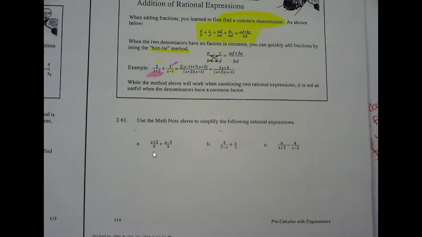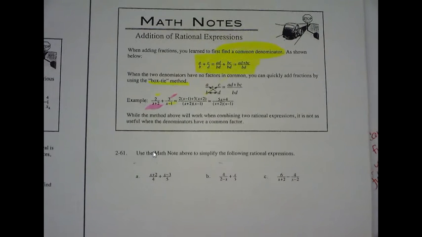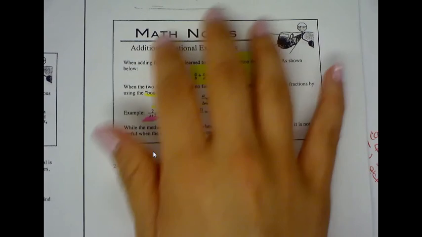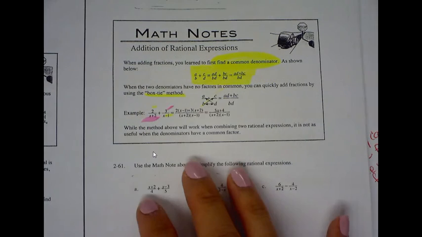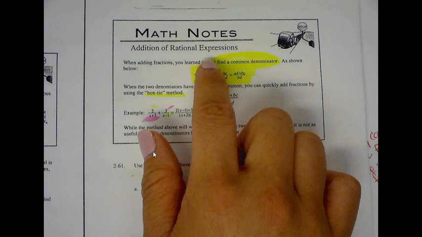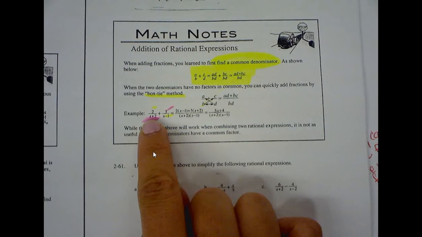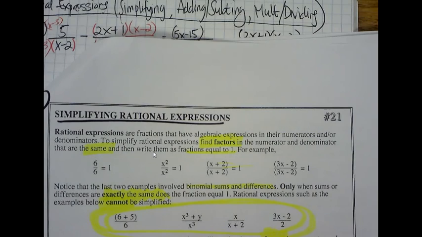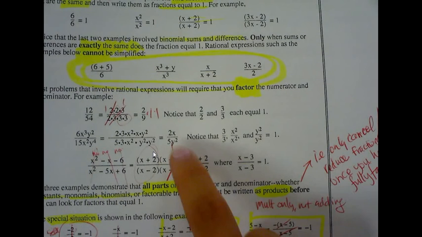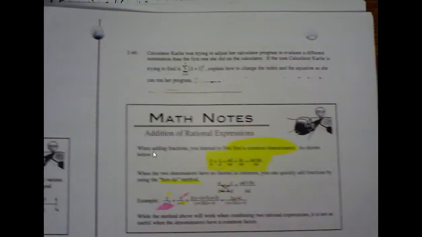Just joining us, we read from this box on how to add rational expressions, and we talked about the box method when you're adding rational expressions. So basically what we talked about here was simplifying rational expressions, just reducing, canceling out common factors. Now we're moving on to adding rational expressions, and now we're doing these practice problems. Alright?